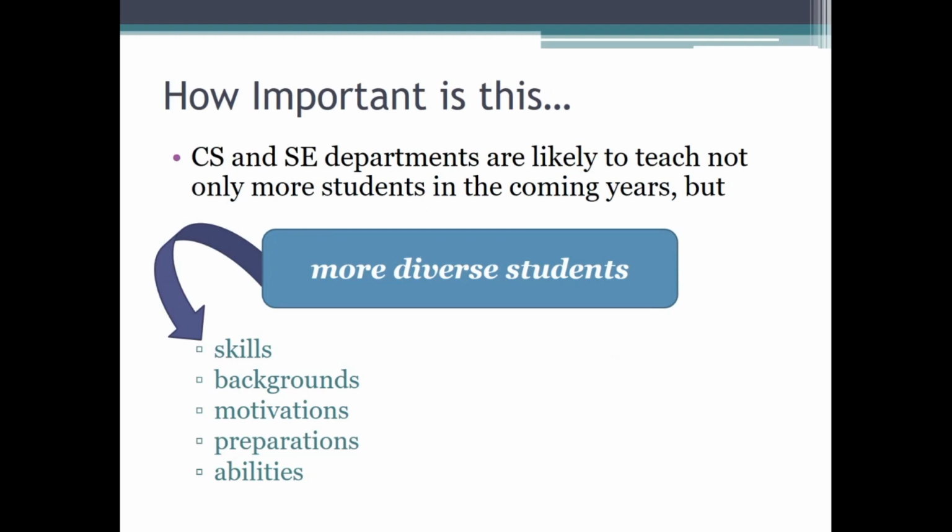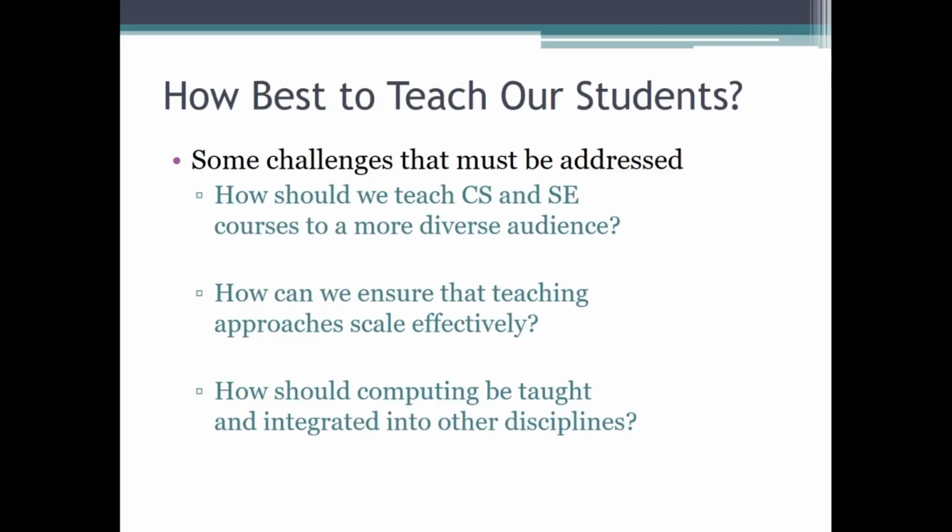So how important is this? When teaching computer science, and when you see SE, that is basically software engineering, CS is computer science. So CS and SE departments are likely to teach not only students who have the basic skills, but actually more diverse students, diverse in terms of their background skills, their background knowledge when it comes to technology, for example, and also their technical abilities. So it becomes challenging to teach students who have these different backgrounds and different types of skills.